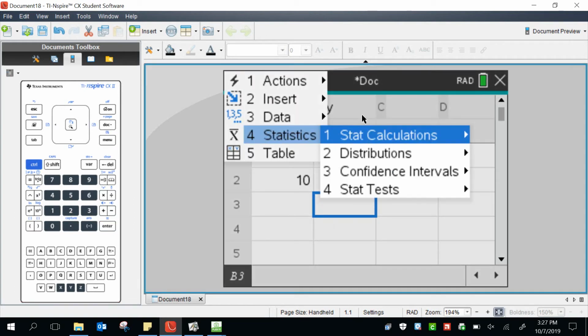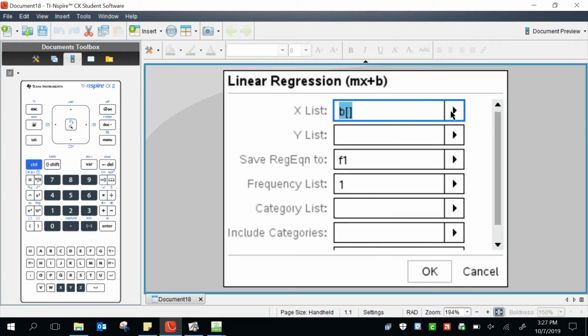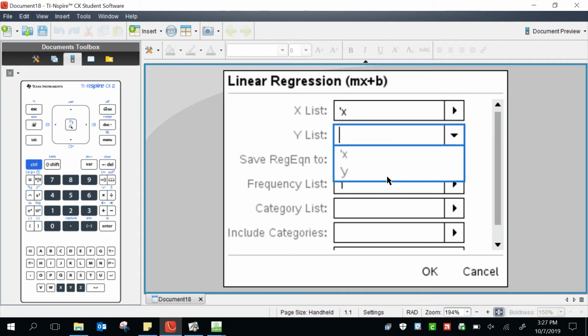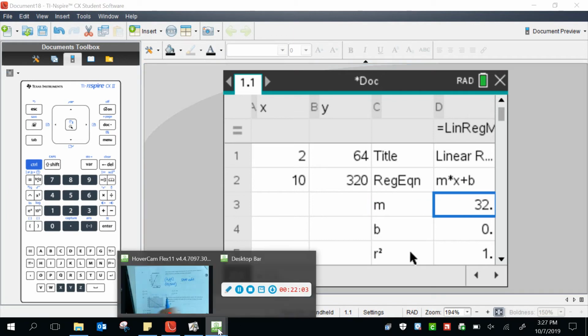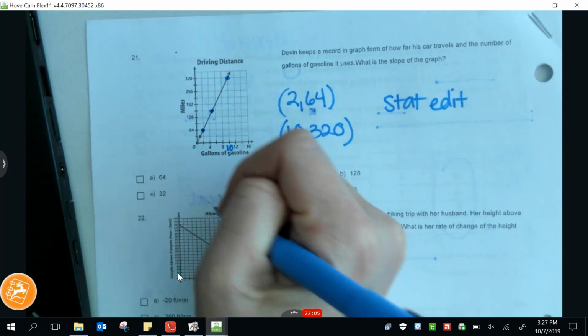Menu, stat calc, mx plus b, x, y, okay. And there you go. M is 32. Remember, m is the same thing as slope. You're not looking at the b, you're looking at m. So C.